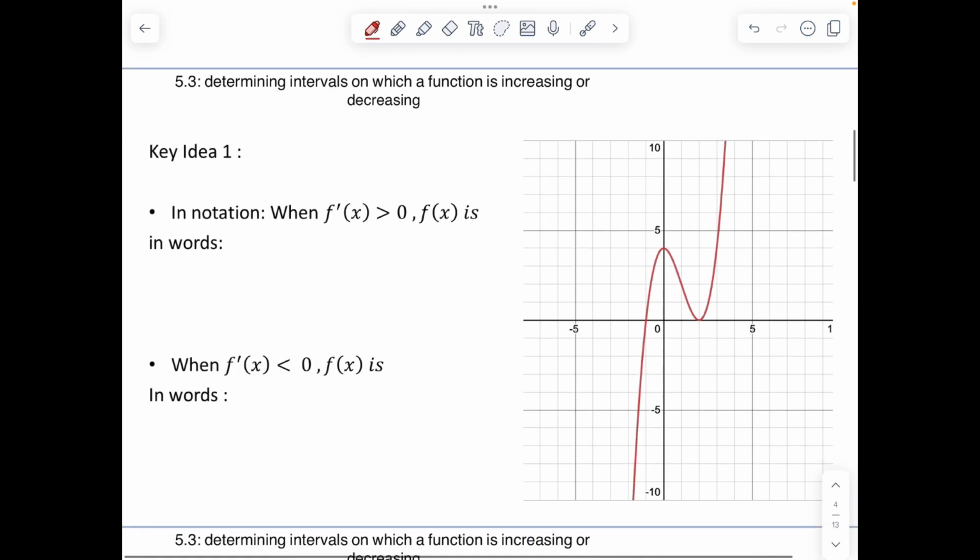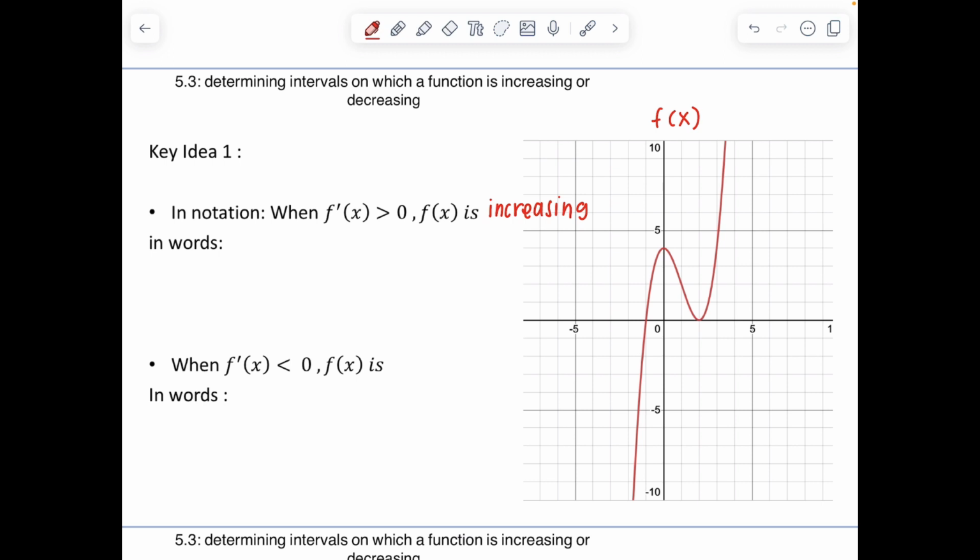So here is our key idea 1, and I'm going to put it in notation first, and then I'll tell you what it means in words. So it's already in notation. So this says in notation, when f prime of x is greater than 0, f of x is increasing. So right here it should go increasing. So when f prime of x, the derivative, is greater than 0, f of x is increasing. And this function right here is the original function.